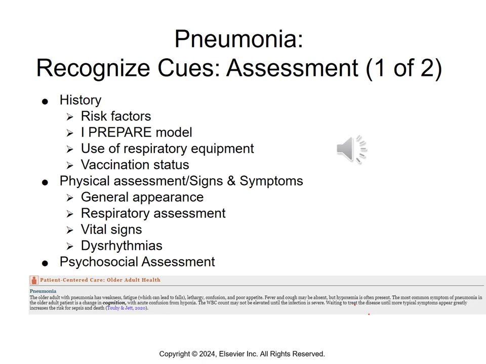And acute confusion. White count may not be elevated because they have this lack of immune response with age until infection is severe. So waiting to treat the disease until more typical symptoms appear can greatly increase the risk of sepsis or death. So you want to advocate with your patient and your family members. I know this does not seem like pneumonia, but your presentation may be very different. It's important that we get more of a diagnostic evaluation, which is going to be a chest x-ray for your older adult.